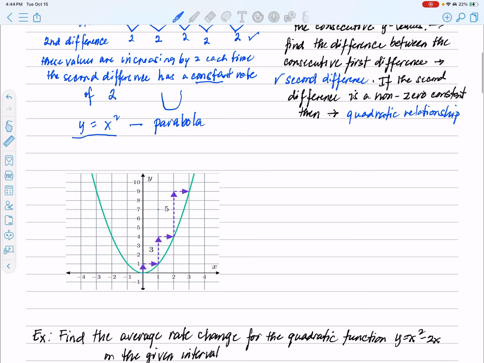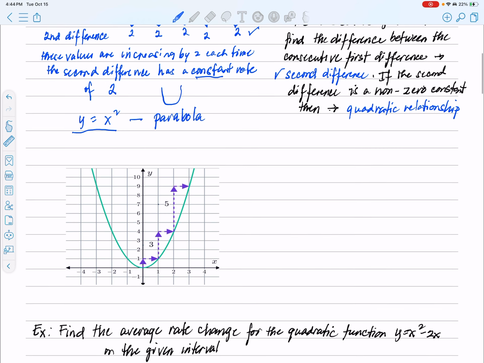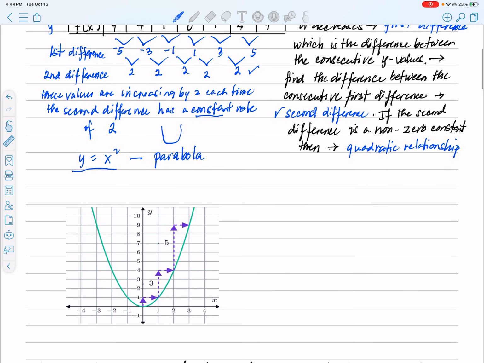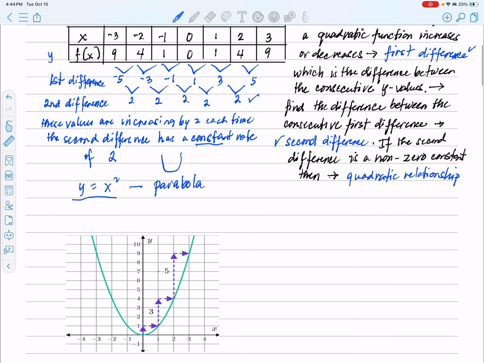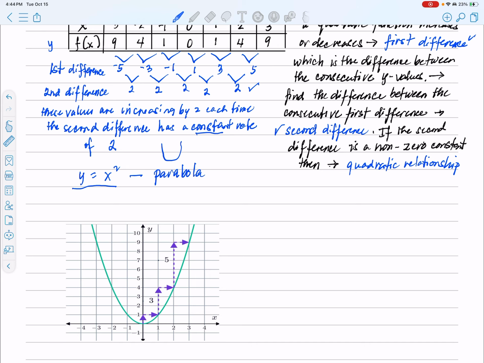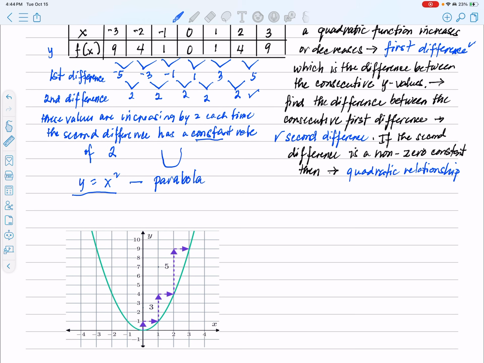So what does it mean? For example, I will get some values here. The first one is negative 3, we have 9. Then we have negative 2, and the output is 4. Then we have negative 1, that's 1. Then 0, 0.